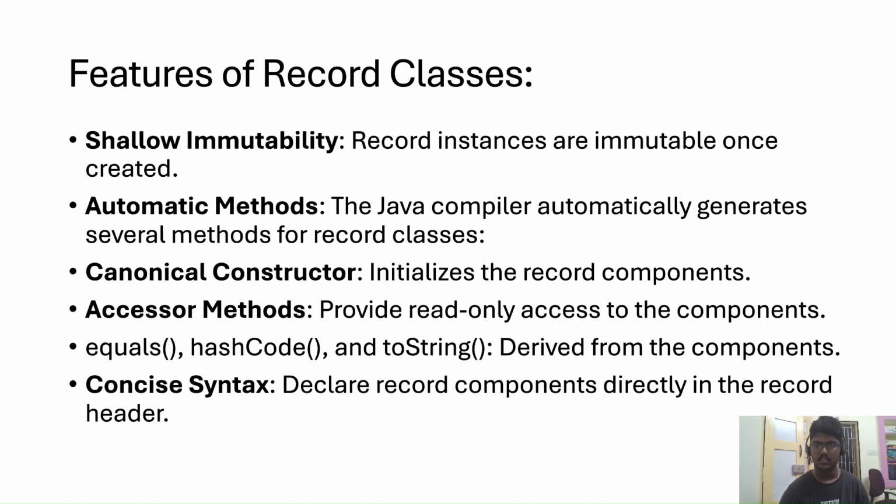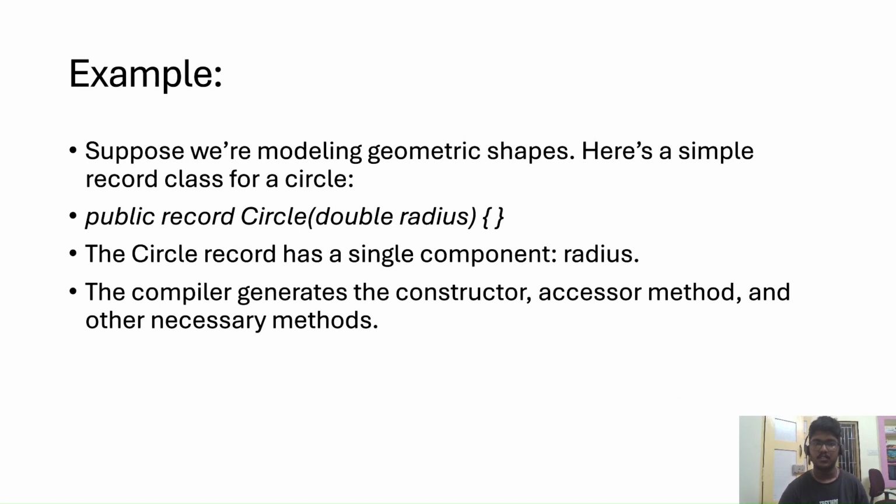Canonical constructor. We can have a separate canonical constructor inside a record class which initializes the record components. Concise syntax. A record class declares record components directly in the record header. For example, suppose we are modeling geometric shapes. Here is a simple record class for a circle. The circle record has a single component, radius. The compiler generates the constructor, accessor method and other necessary methods.